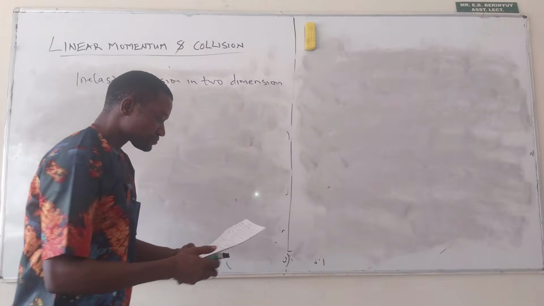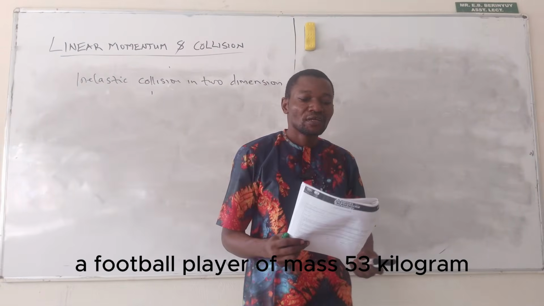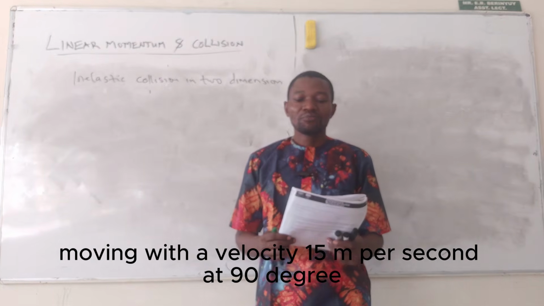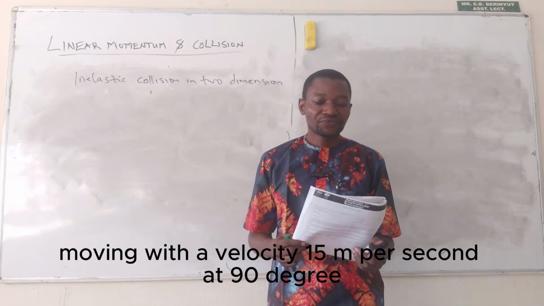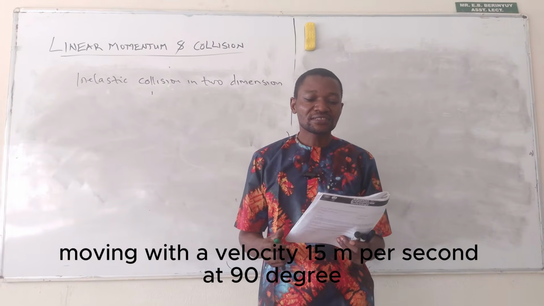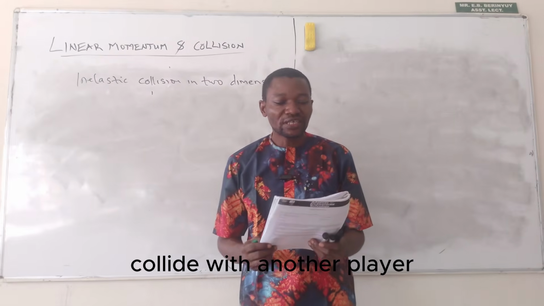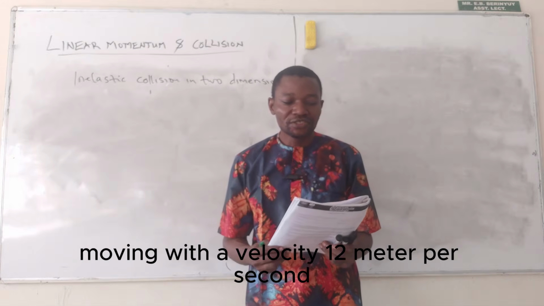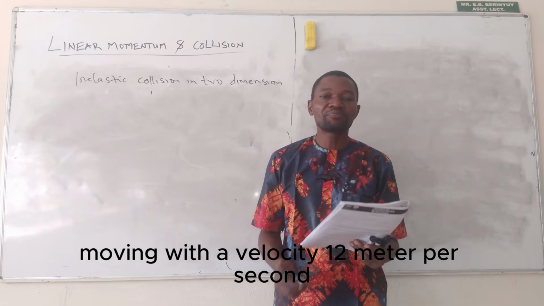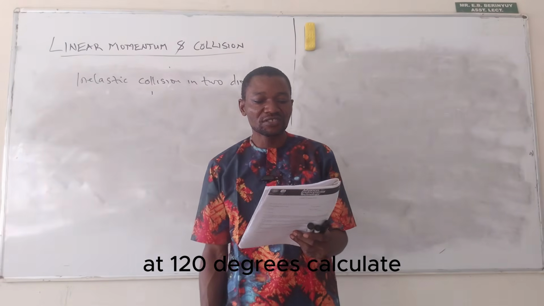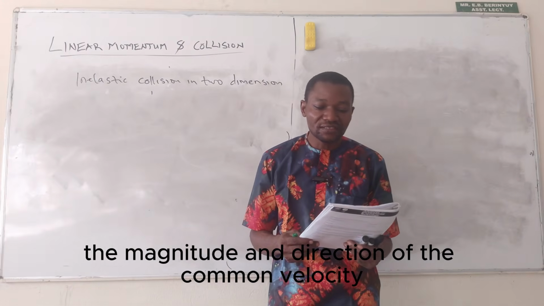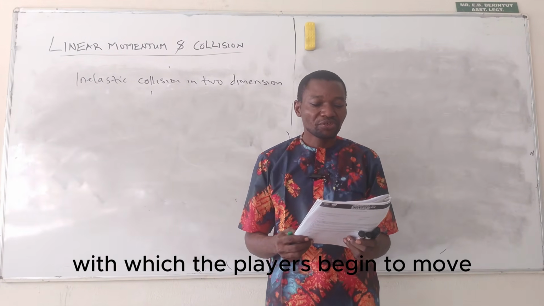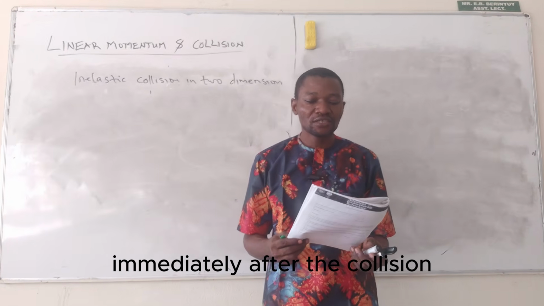Okay, let's go. Let me read out the question. A football player X of mass 53 kilogram moving with a velocity 15 meters per second at 90 degrees collides with another player Y of mass 60 kilogram moving with a velocity 12 meters per second at 120 degrees. Calculate the magnitude and direction of the common velocity with which the players begin to move immediately after the collision.